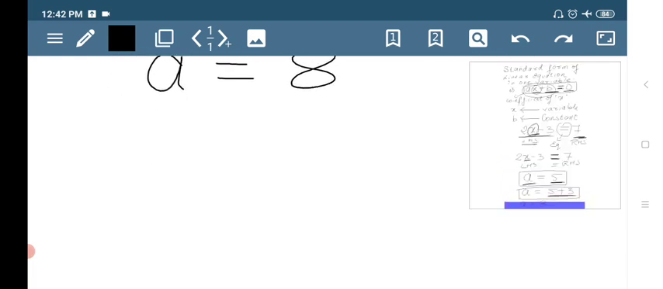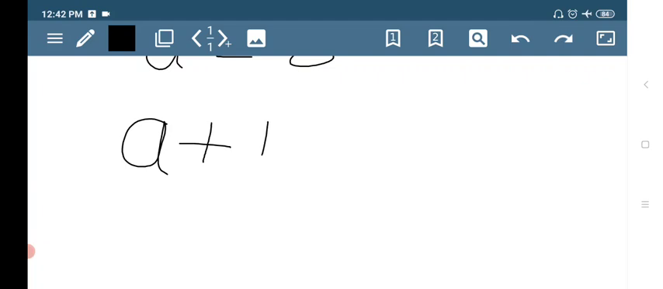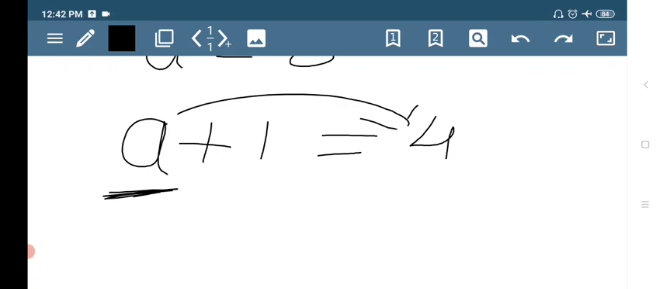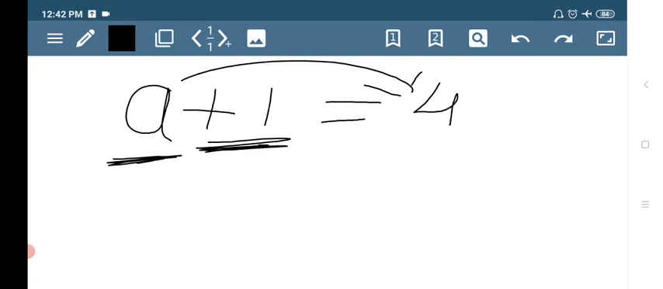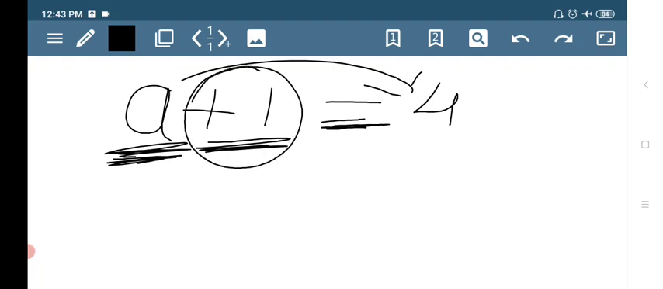Or dear students, another way is, if a plus 1 is equals to 4, can you tell the value of a is 4 now? No, exactly not, because we have a plus 1 here. So how to solve this? There is a method, balancing, because it is equal, right? Equal means both the sides are equal. We have to balance them. To get the value of a, what we have extra here? We have plus 1 extra. We have to remove that plus 1. How to remove?